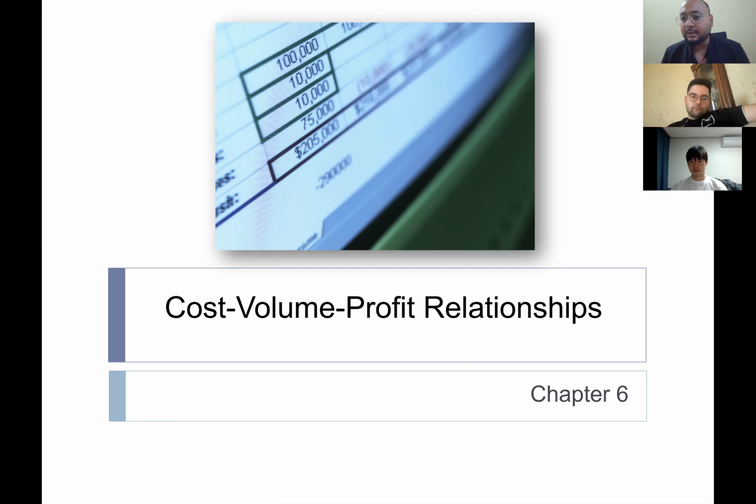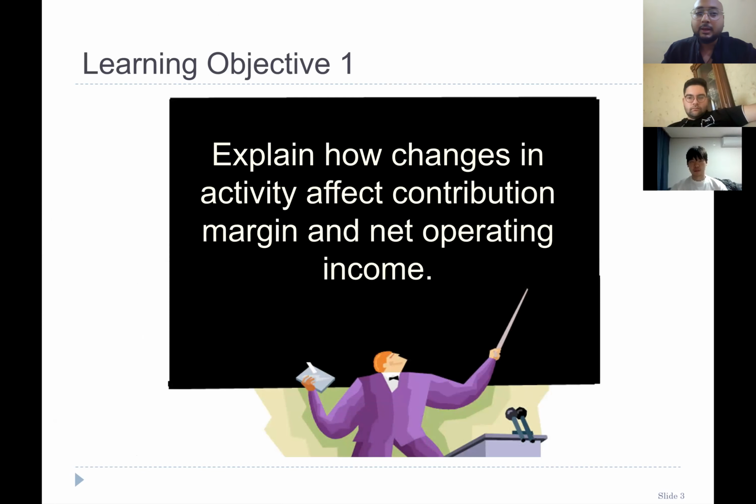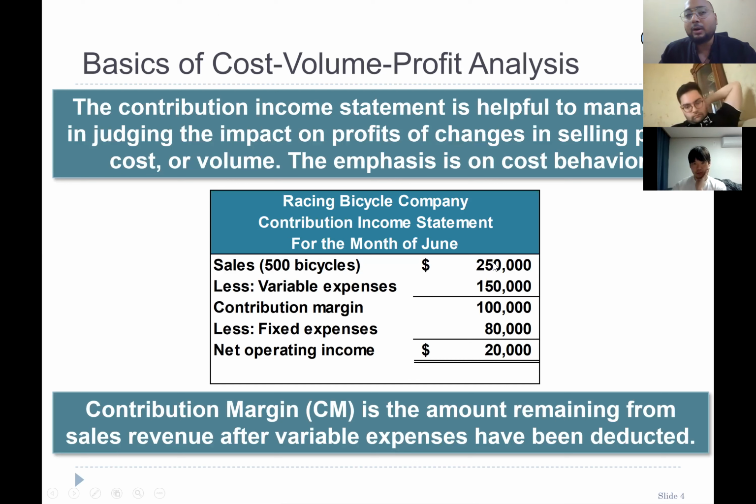In this strategy, the managerial accountants basically see how many orders we need to fulfill, at what rate, how much we need to produce, what kind of price we need to set to get maximum profit, right? Let's begin. So our first learning objective is to explain how changes in activity affect contribution margin and net operating income. So let's first explain the contribution margin and the contribution margin income statement.